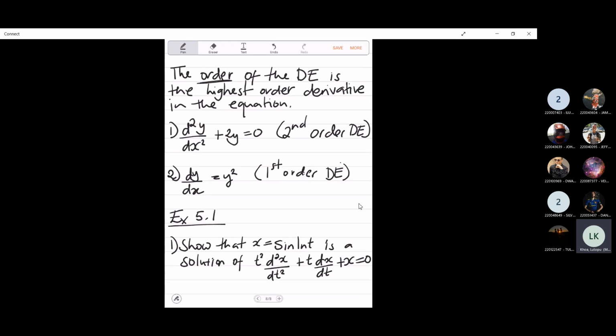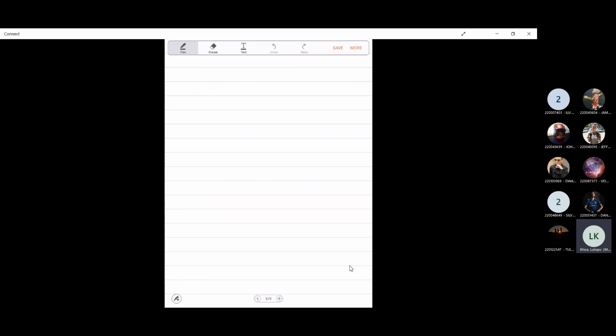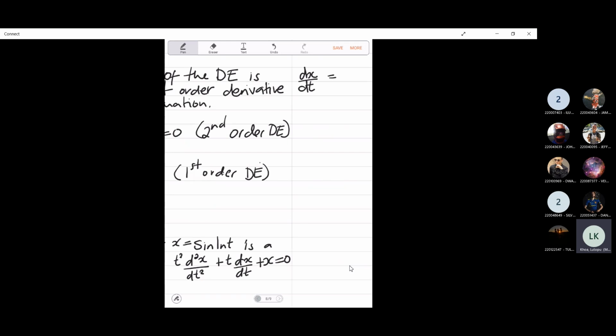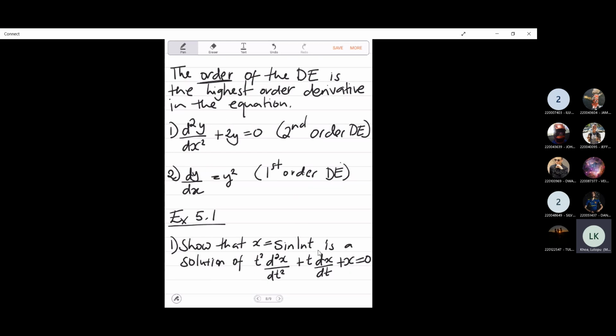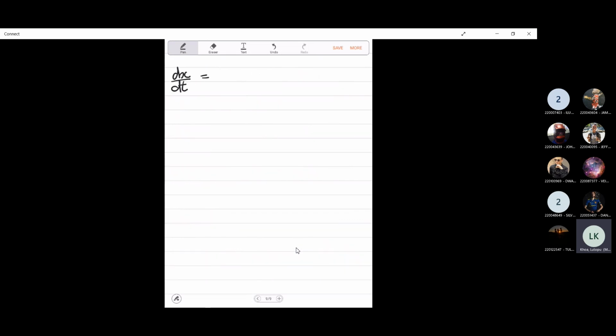And again, we just have to work on the left-hand side and then show that the answer is in fact going to be equal to 0. So doing that, I need dx/dt. To get dx/dt, we just differentiate this once. The derivative of sine is cos. So I have cos ln of t and then multiply by the derivative of ln of t, which is 1 over t. So dx/dt is 1 over t cos ln of t.